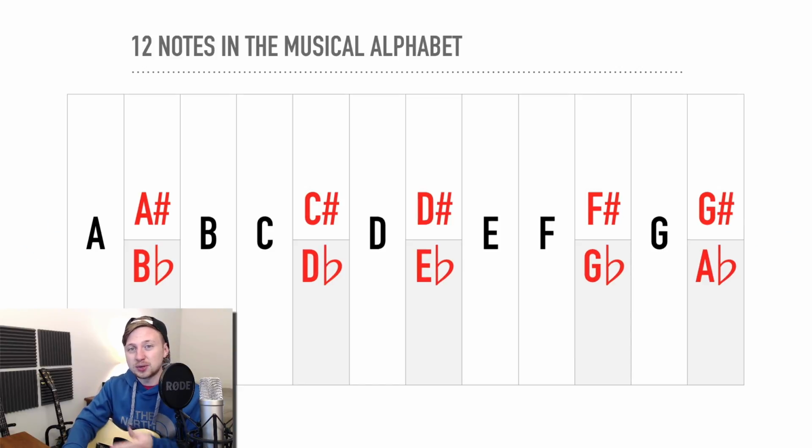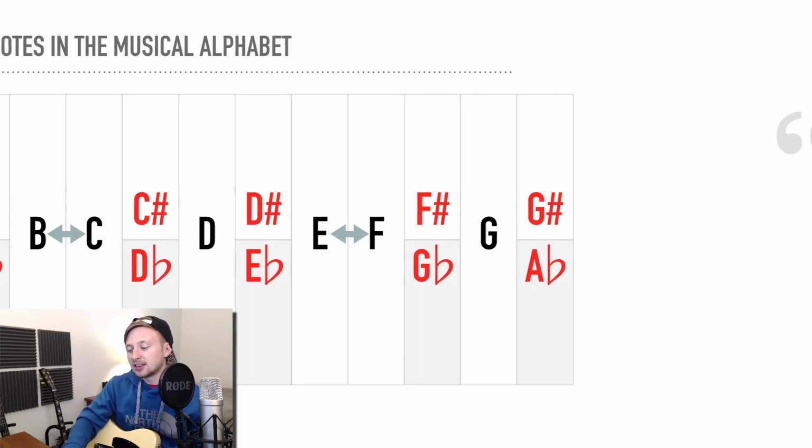So the other thing that I want to point out about this graph, which you've probably already noticed, especially if you're some kind of neat freak, is that between B and C and E and F there's no note. There's no accidental, there's nothing in between them. These notes happen to be right next to each other, and there's a reason for that I will explain at the end of this video.